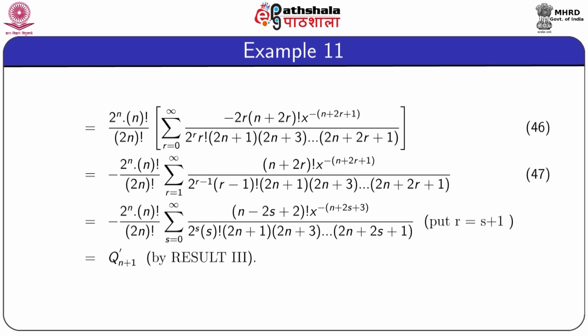We substitute r by s plus 1, and if you do that, you will be getting minus 2 to the power n into n factorial divided by 2n factorial, summation s equal to 0 to infinity (n minus 2s plus 2) factorial x to the power minus n plus 2s plus 3, divided by 2 to the power s into s factorial into (2n plus 1)(2n plus 3) dot dot (2n plus 2s plus 1), and which is equal to q dash n plus 1 by result 3.